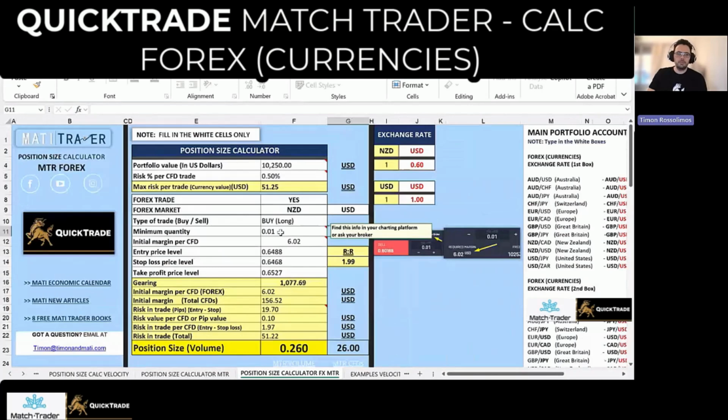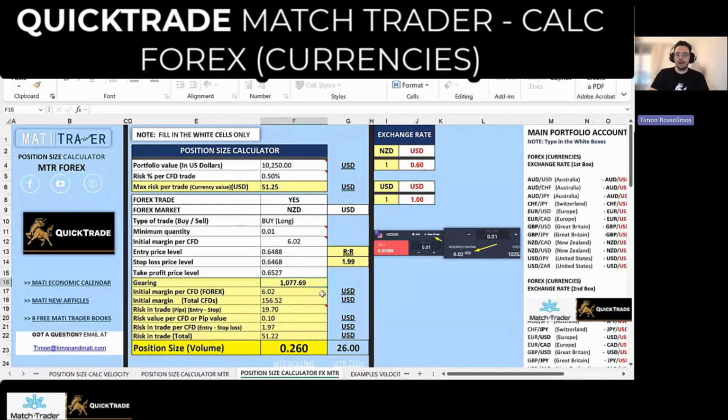You choose the minimum quantity, 0.01 in this case. The initial margin is $6. The entry price is 0.6488. The stop loss price is 0.6468. The take profit price is 0.6527. The risk to reward is 1 to 2 or 1.99.